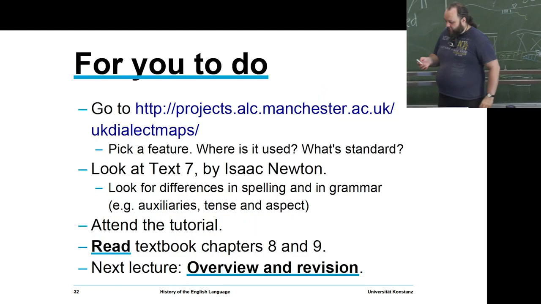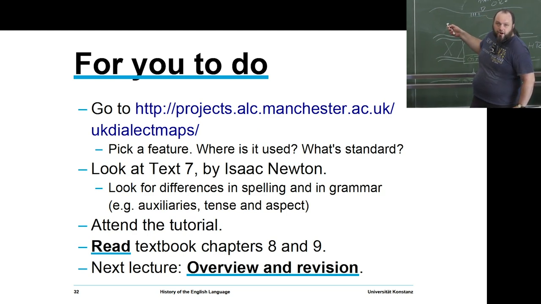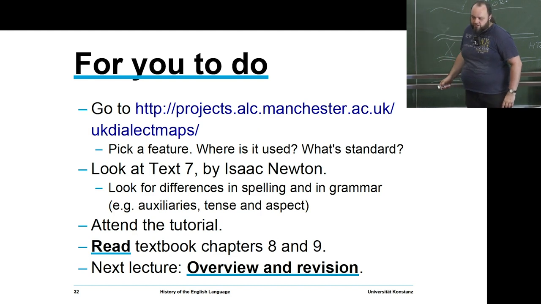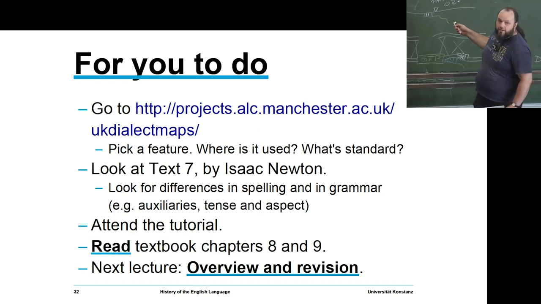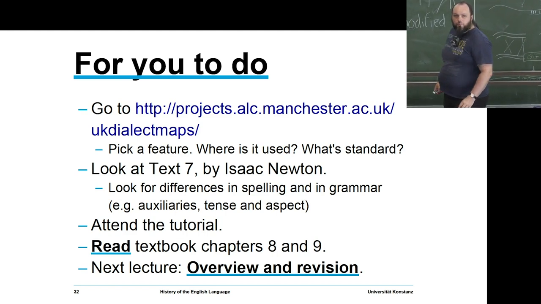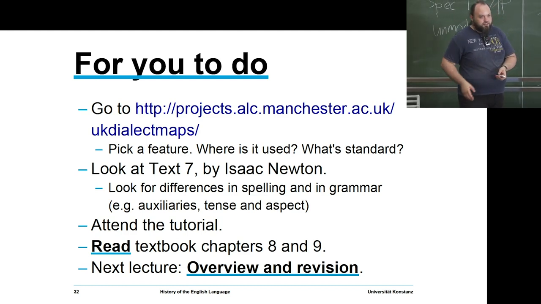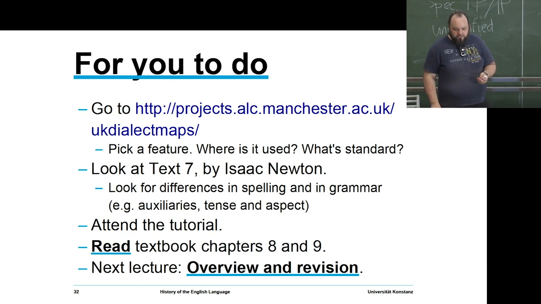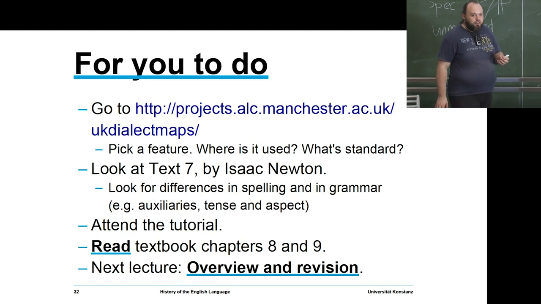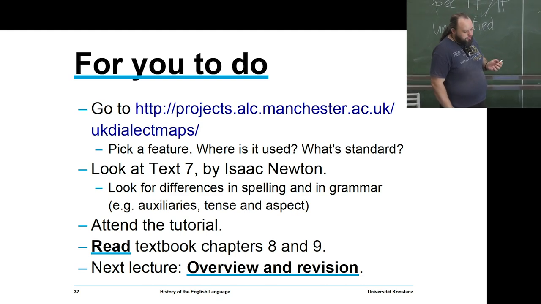So, a couple of things for you to do. First, have a look at those dialect maps that I mentioned. Take a browse there, pick a feature of your choice, see how it's used. And then take a look at this text by Isaac Newton to find out about the linguistic features. Obviously, this will not pose any problems of understanding, or at least it shouldn't. And so what I want you to look for is the linguistic differences. So anything that you can spot that sets this text apart from how a modern English text would be written today. And your job, other than that, is just to go to the tutorial, do some reading.